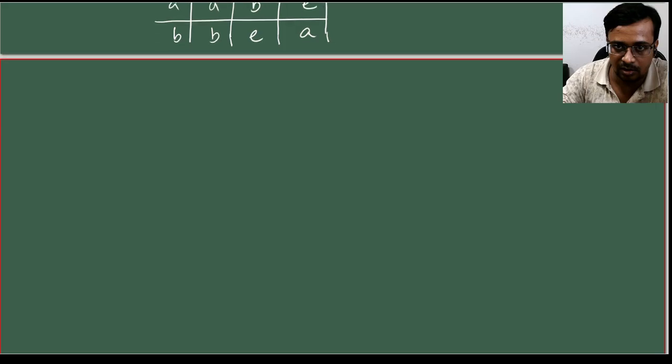Okay. So next we see an example of a group of order 4, the Klein four-group.